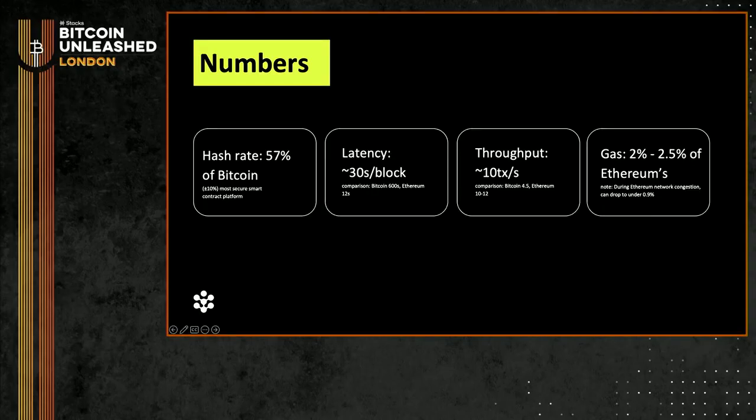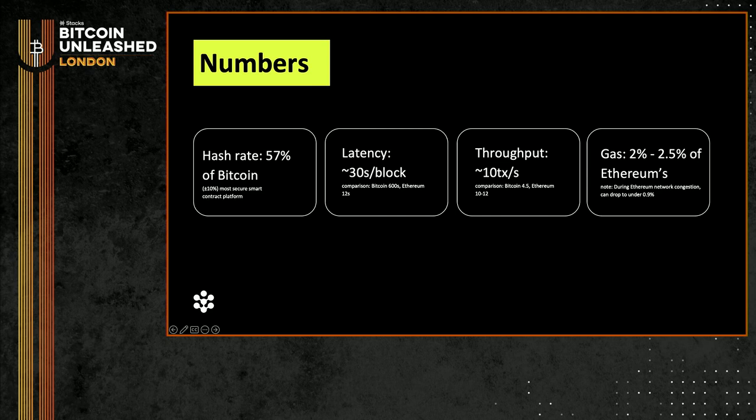So I want to wrap up this introduction to Rootstock with a couple of numbers. I mentioned that we are mined by the Bitcoin miners, and right now we have about 50% of the Bitcoin miners mining Rootstock. Our block time is much less than the one from Bitcoin. It's 30 seconds per block, and it's higher than the one currently on Ethereum, which is 12 seconds. Our throughput at the moment is 10 transactions per second, so it's similar to what you have on Ethereum.